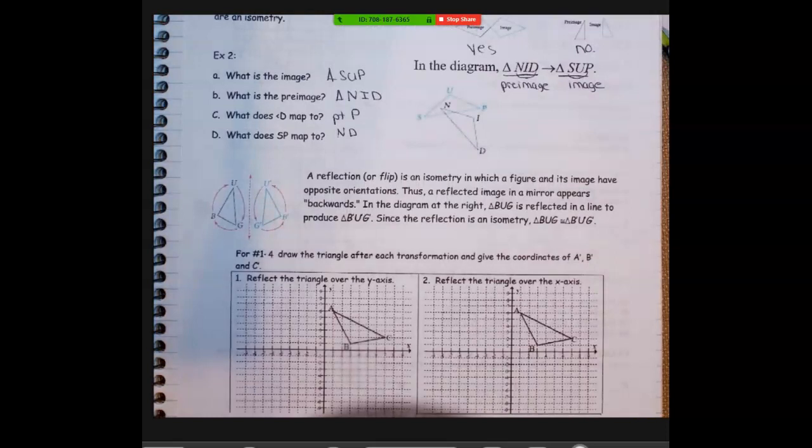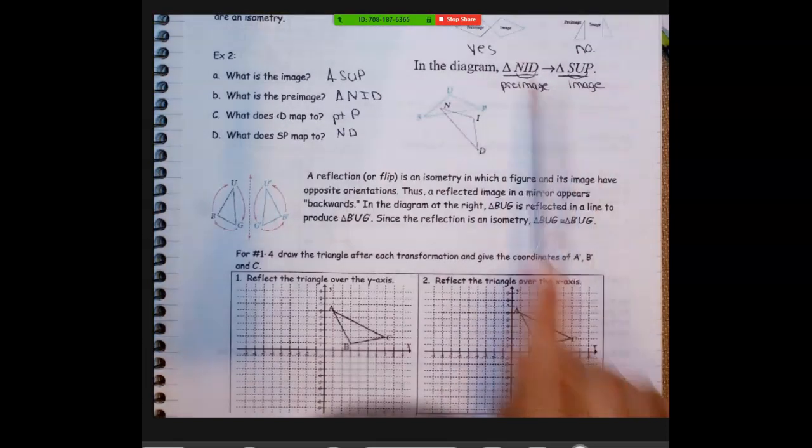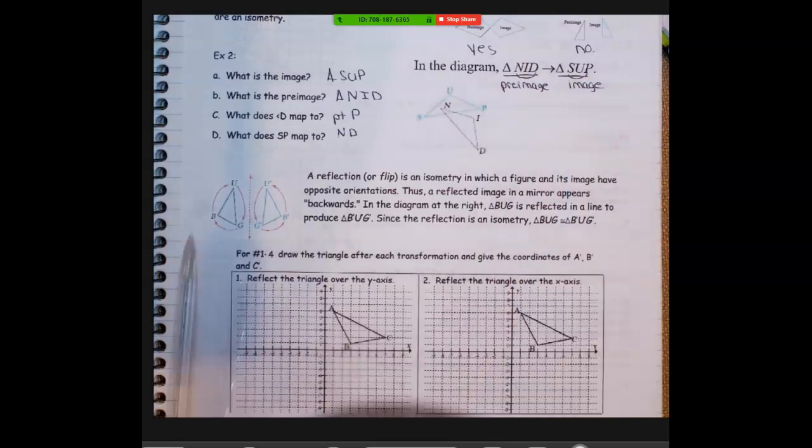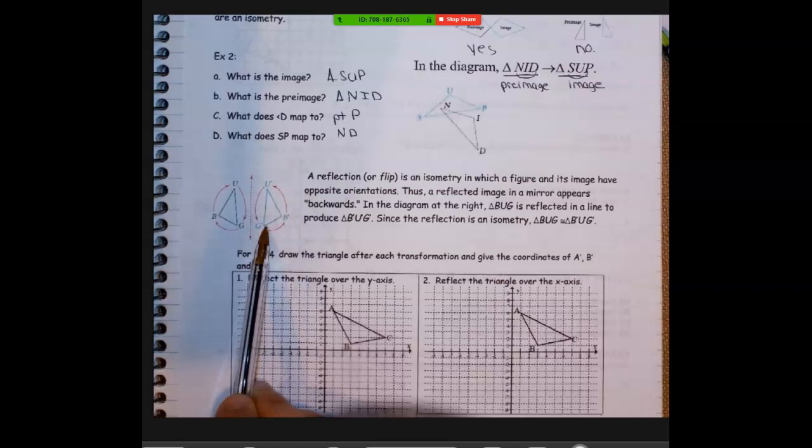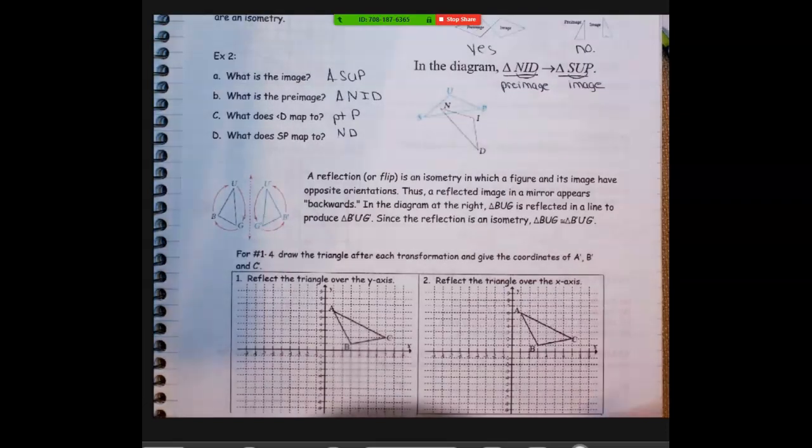The other thing I want you to notice is up in the example here, they use totally different letters, but if you notice here, we are using the same letters, but we're putting these little tick marks on them. That way we know that B corresponds with B prime, G corresponds with G prime, U corresponds with U prime. So we're not introducing a whole new letter.